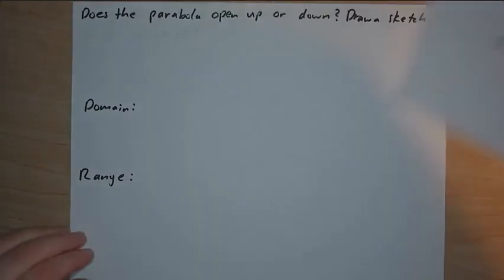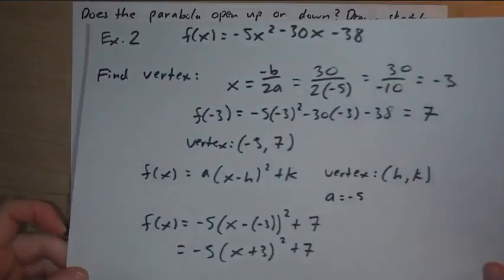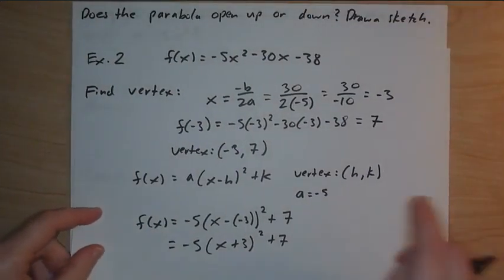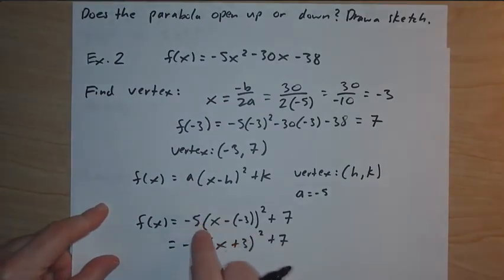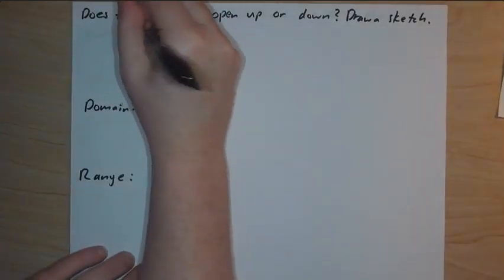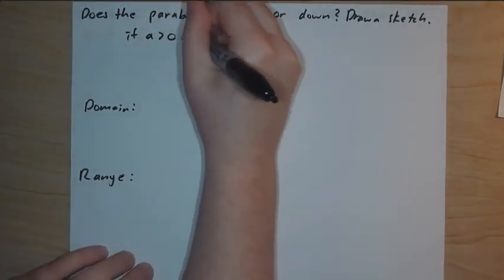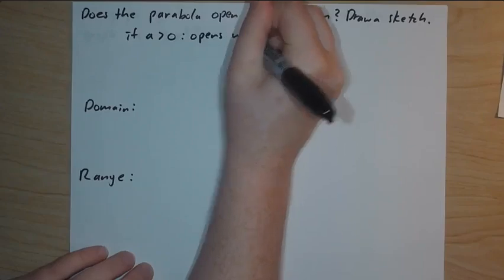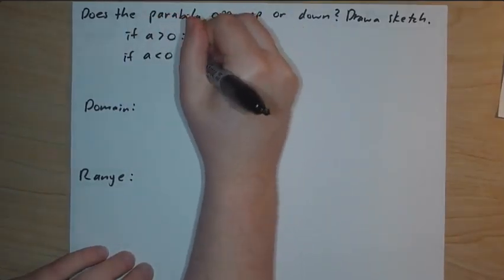So moving on, they ask, does the parabola open up or down? And then they want us to draw a sketch. So we can tell if our quadratic function opens up or down by the leading coefficient, or if it's in vertex form by this a here. If a is a positive number, so if a is greater than 0, then we know that our parabola opens up. And if a is less than 0, if it's negative, then it opens down.